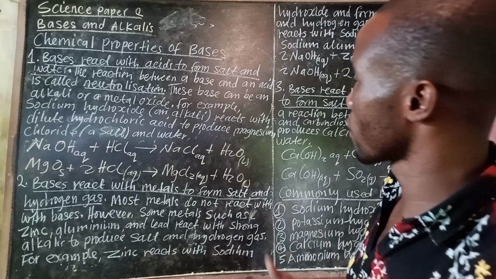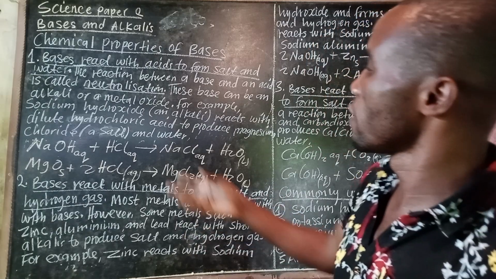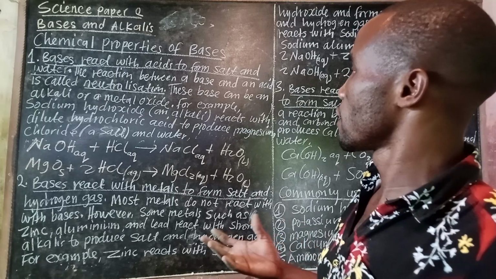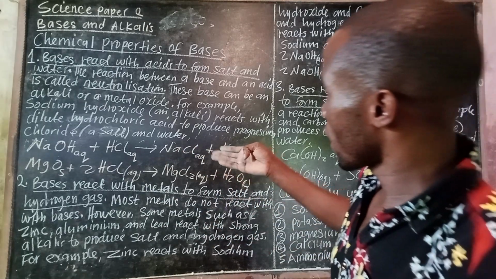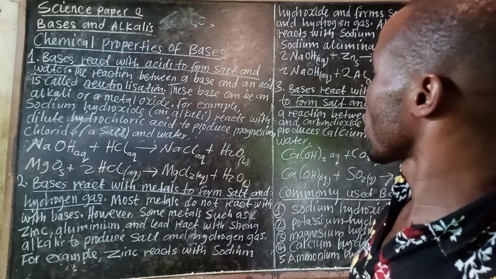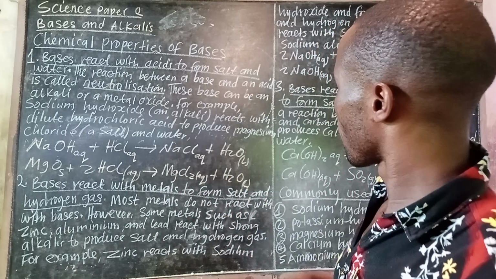equations. Sodium hydroxide plus hydrochloric acid is equal to sodium chloride plus water. Then we have magnesium oxide, which is a base, plus hydrochloric acid is equal to magnesium chloride plus water. Magnesium chloride, that is salt, plus water.